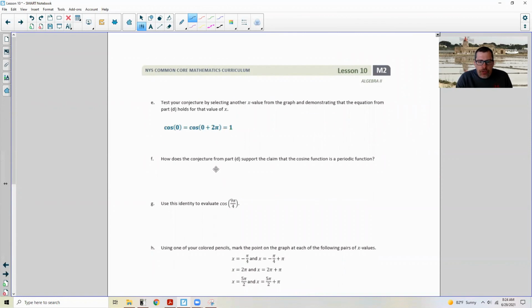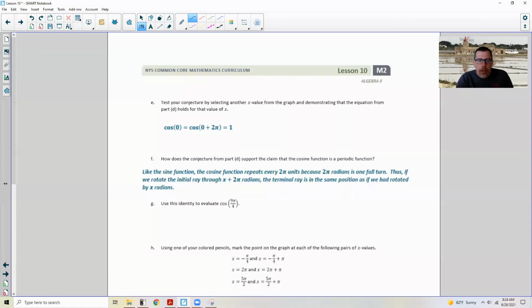F. How does the conjecture from part D support the claim that the cosine function is a periodic function? Okay, well, like the sine function, the cosine function repeats every 2 pi units because 2 pi radians is 1 full turn in the unit circle. Thus, if we rotate the initial ray through x plus 2 pi radians, the terminal ray is in the same position as if we had rotated by x radians. Now G says use the identity to evaluate cosine 9 pi over 4.